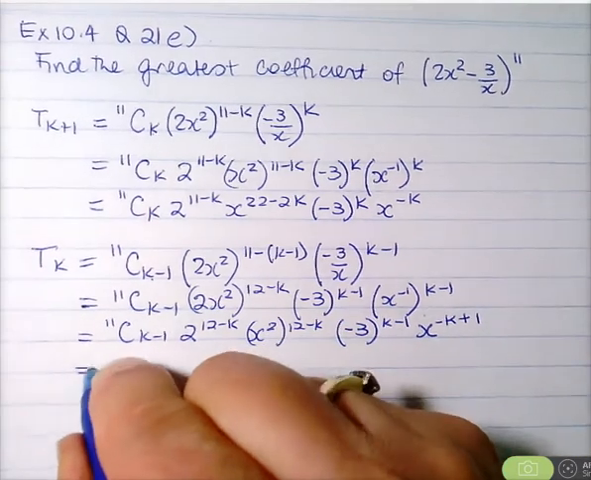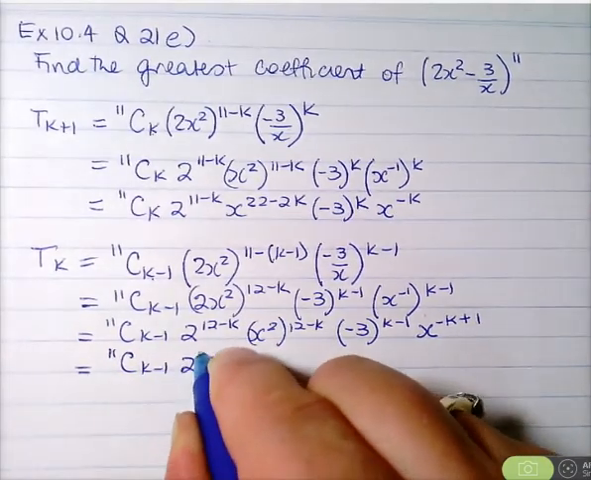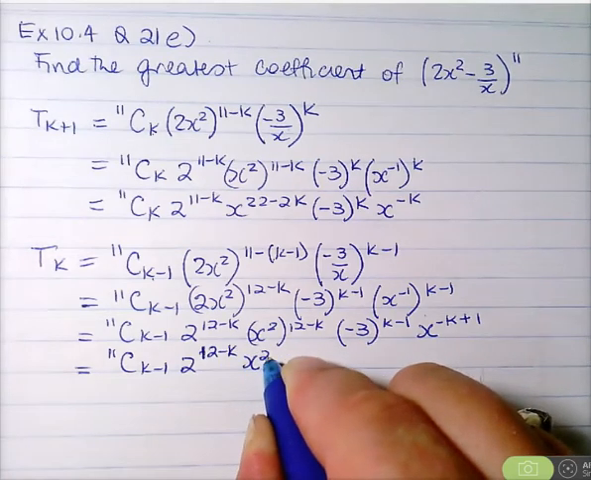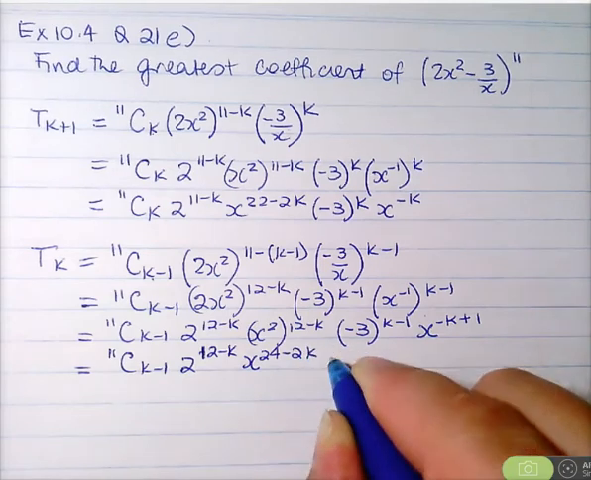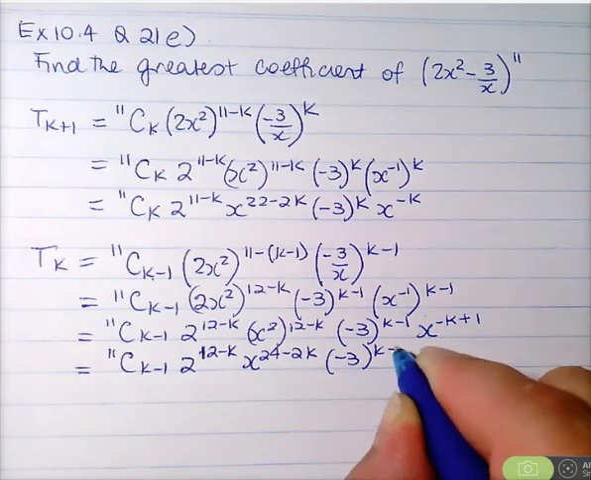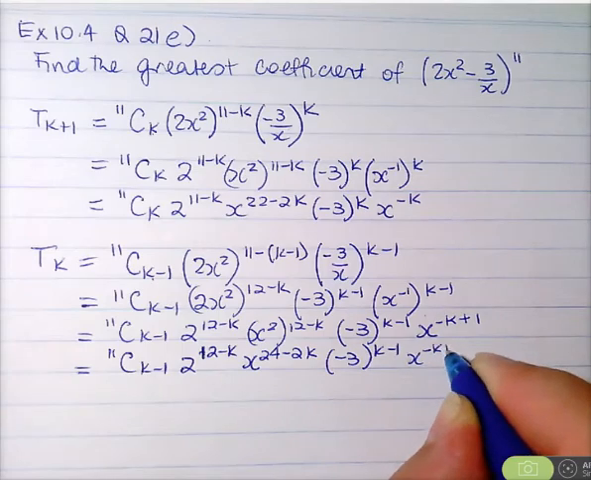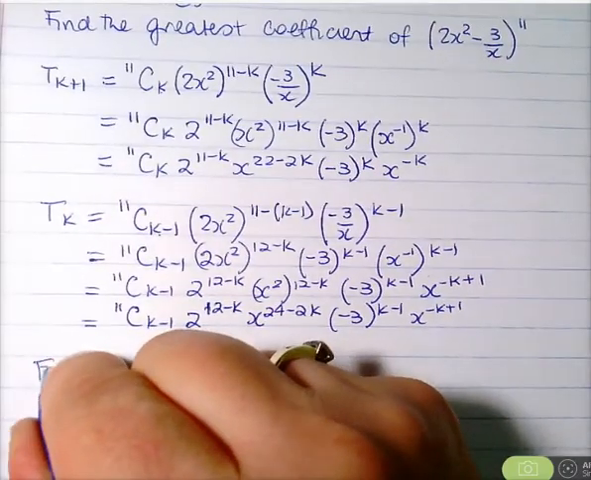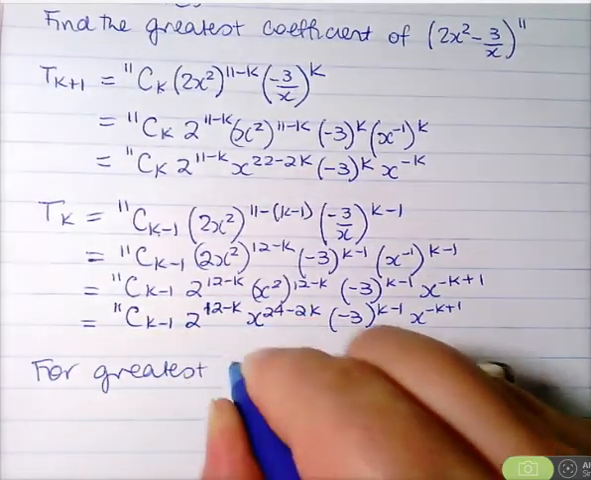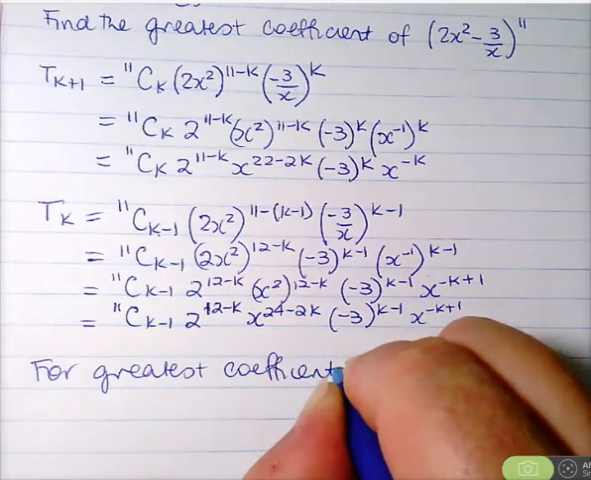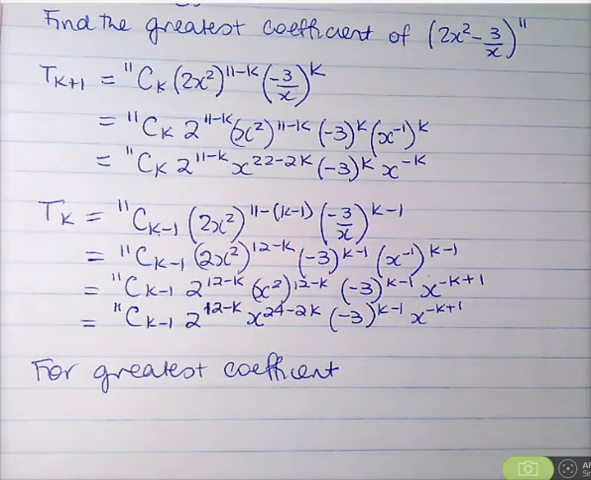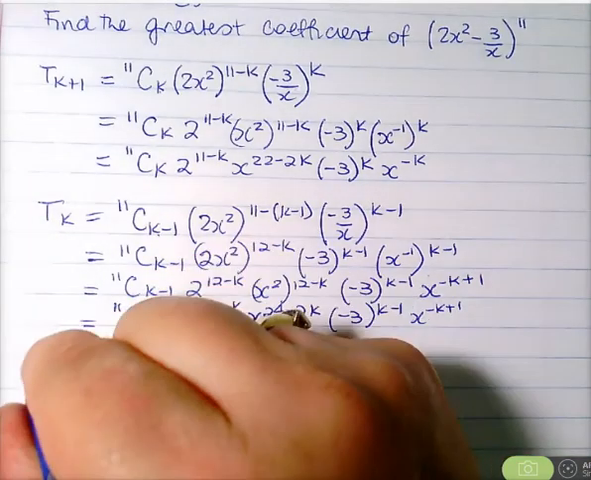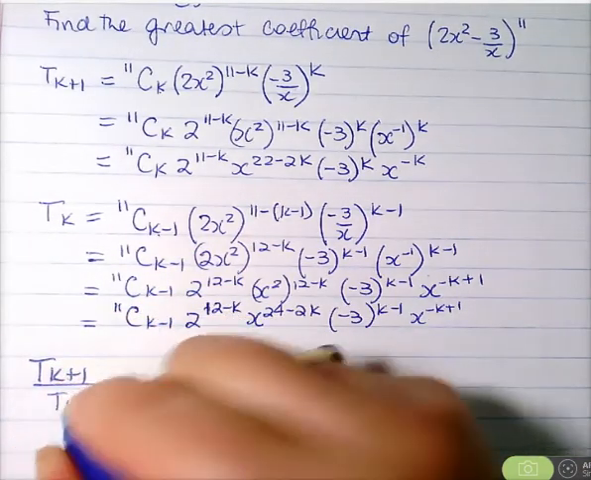And again, expanding this, we've got 11C(k minus 1), 2 to the power of 12 minus k times x to the power of 24 minus 2k. Again, negative 3 to the power of k minus 1, and x to the power of negative (k minus 1). Okay, now we're going to look at, we can write it here if we want, for greatest coefficient. Actually, no, we'll just do t to the k plus 1 over t to the k first. Okay, and then we'll do that other bit next. So just looking at t to the k plus 1 over t to the k.